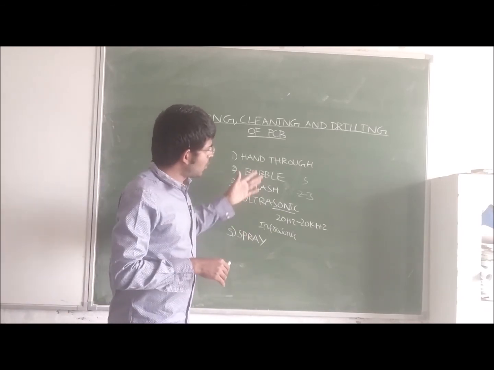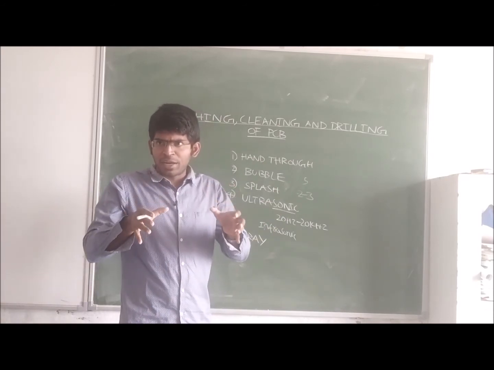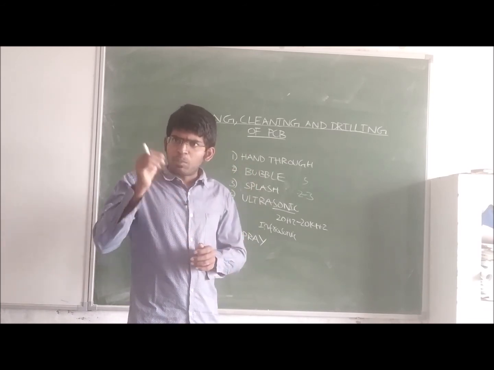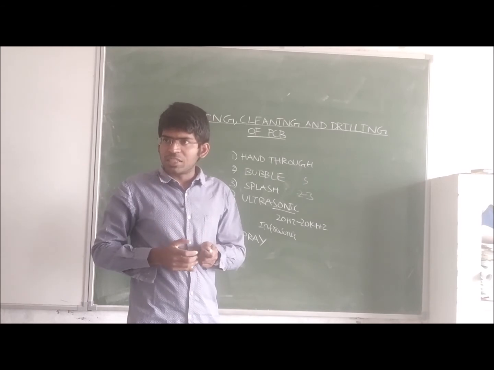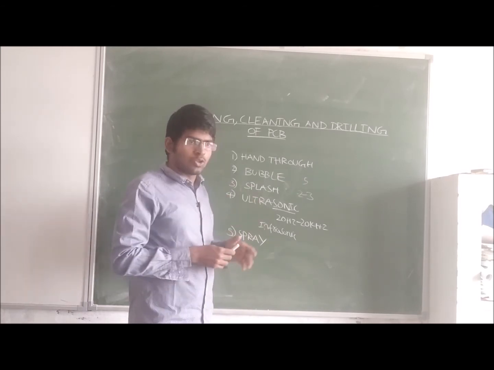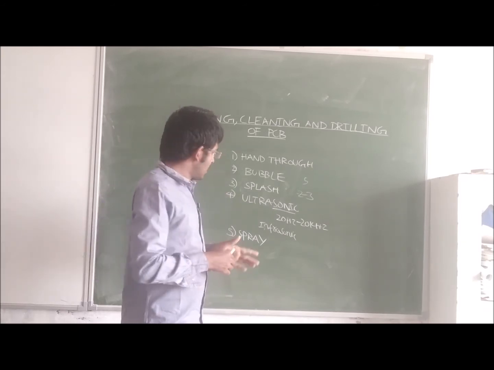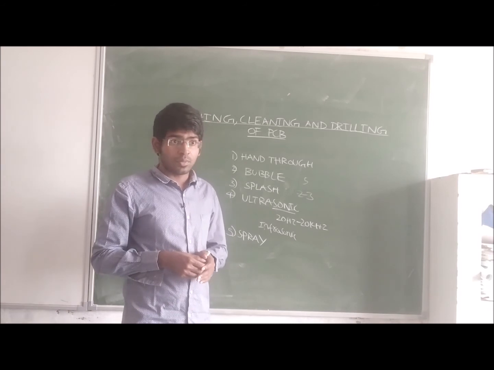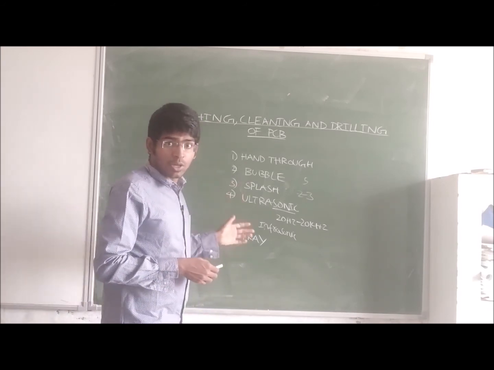Okay, we have discussed the hand through etching. In this, etching is done where we take one tray and we agitate the etchant. In bubble etching, we send the bubbles. In splash etching, we splash the etchant by using the centrifugal force. In ultrasonic etching, we send the ultrasonic waves. In spray etching, we spray the etchant. Okay, right. These are the different types of etching techniques.